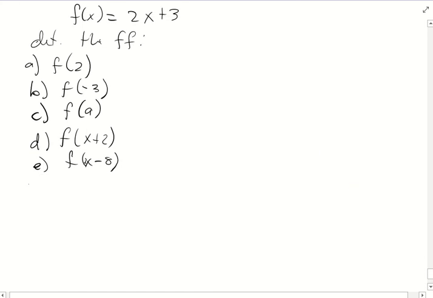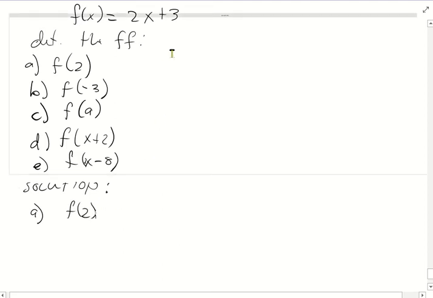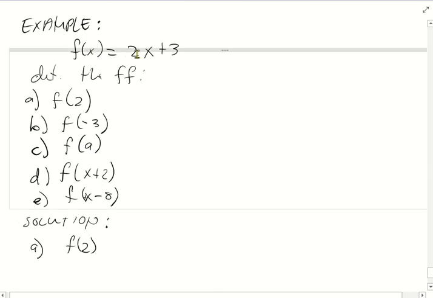So solution for the letter A, what is f of 2? So to evaluate a function, this is the technique. You take the original function. So this is f of x equals 2x plus 3. You change the value inside the bracket. If you want to solve for f of 2, then all the x at the right side of the equation should be changed to 2.